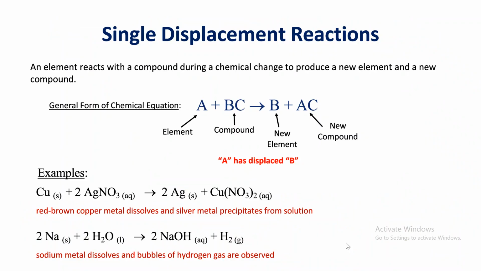Single replacement reaction is a reaction that occurs when you swap places. For example, we have A plus BC. When the A switches with B, we are going to get a single replacement reaction. For example, the Cu in this is kicking out the Ag, the Na is kicking out the hydrogen, which is called a single replacement reaction.